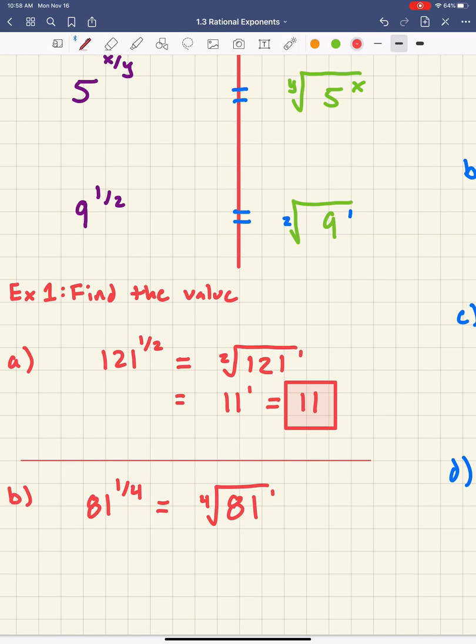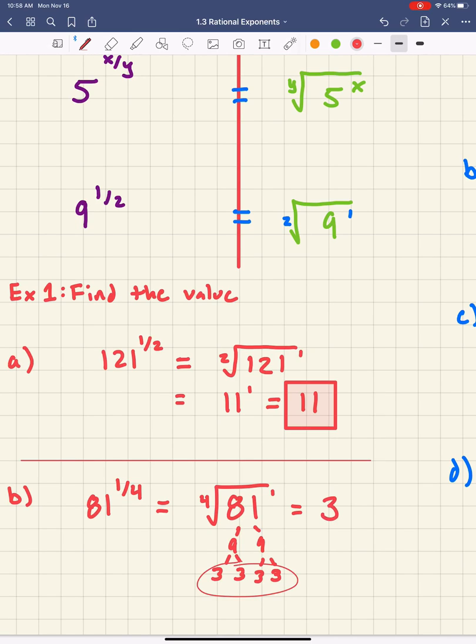Now we're looking for groups of 4. I can break this down, 9 and 9, and then this is going to be 3 and 3, and 3 and 3. And so we get a group of 3s. They get married, they move out of the radical house there.